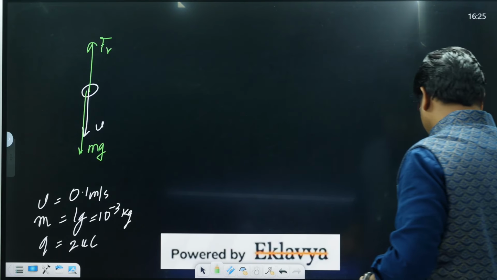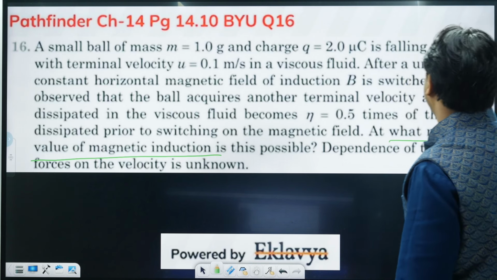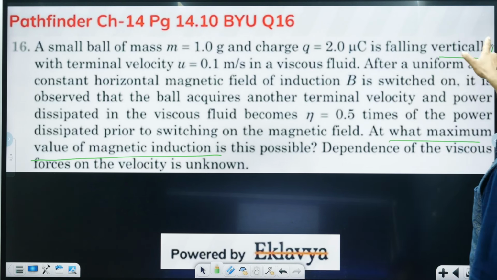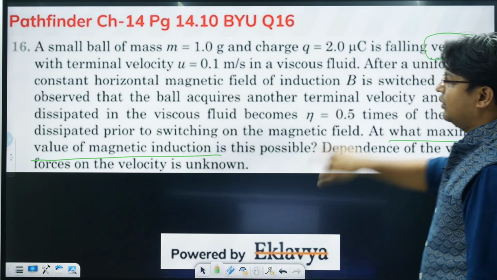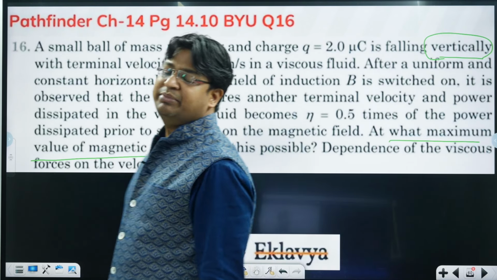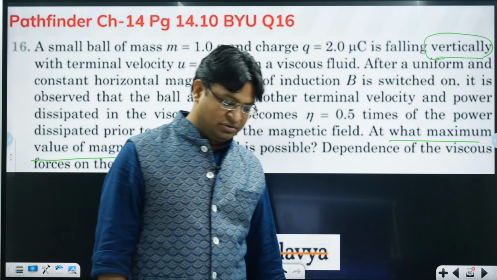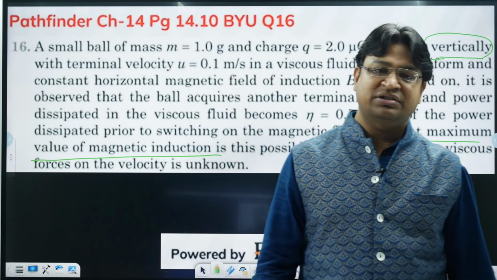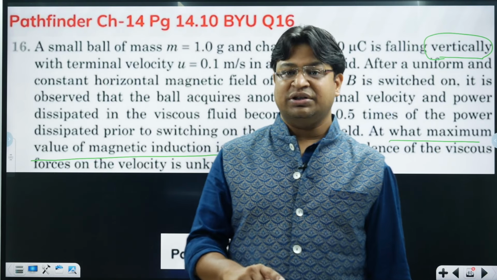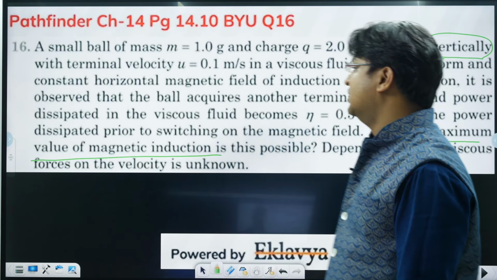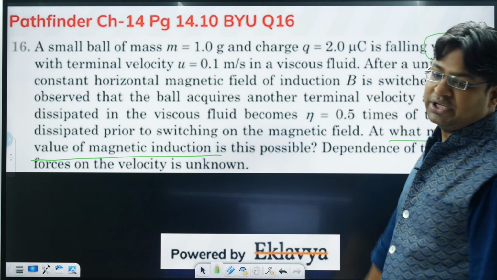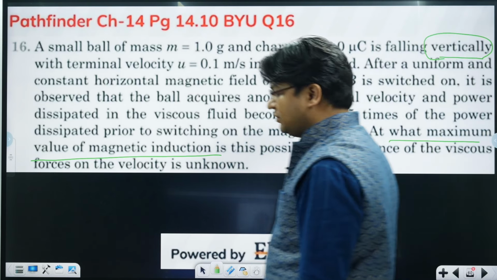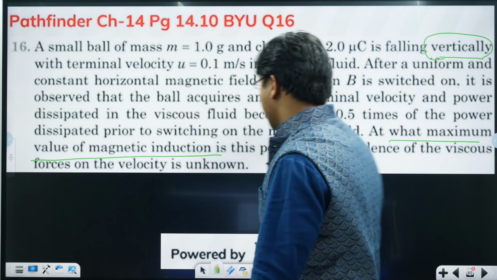Now why are we talking about gravity? The moment you see the word vertically or horizontally in a question, these words make sense only when gravity is involved. So what is vertical direction? That is the direction along gravity. What is horizontal direction? That is the direction perpendicular to gravity. So if the question uses the word vertically or horizontally, it means that you have to consider gravitation.